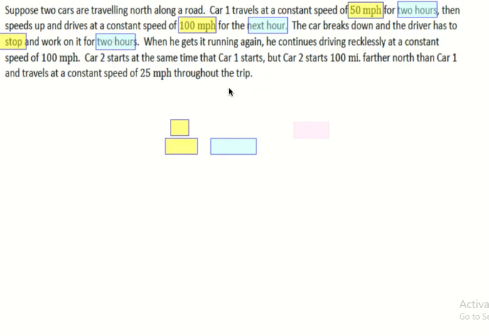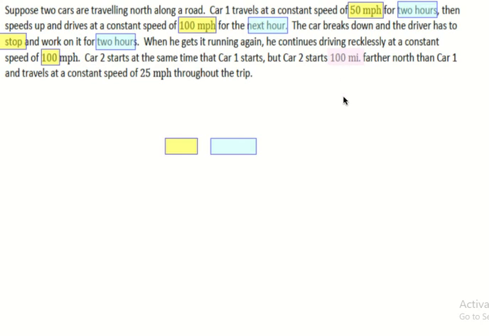When he gets it running again, he drives at a constant speed of 100 miles per hour. Now, that's what car 1 does. So we can go back and look at that information to figure out what's happening. So now when we talk about car 2, this one's really simple. New information, it starts 100 miles in front of car 1.